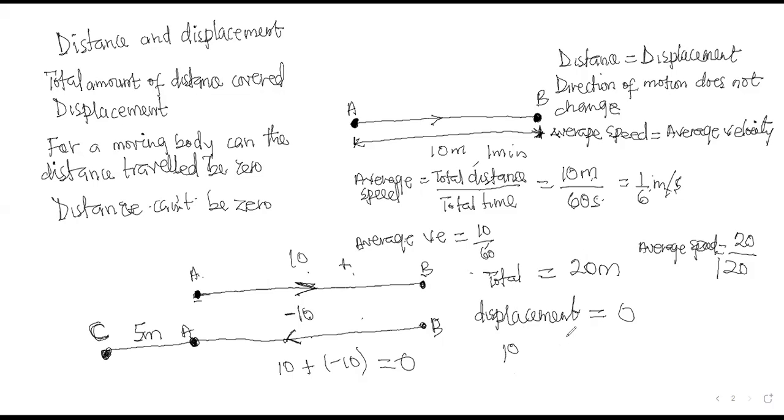So when you subtract, we are always subtracting it from the reference point. So you must subtract B to C from A to B. So that's the difference. So displacement for a moving body, this distance cannot be 0. But displacement can be 0 and even be negative. Understood? Yes, sir. Another question. Let me give you another question.